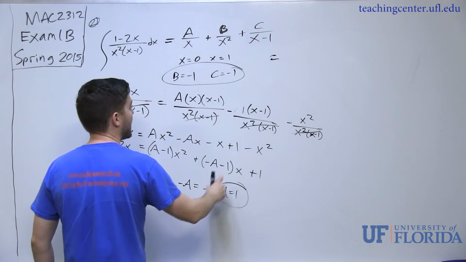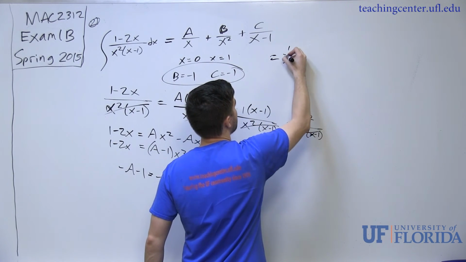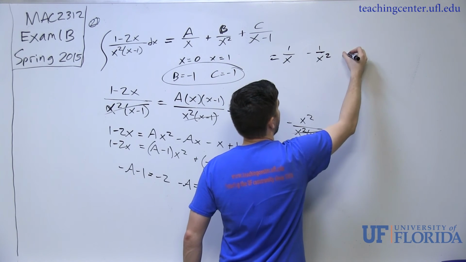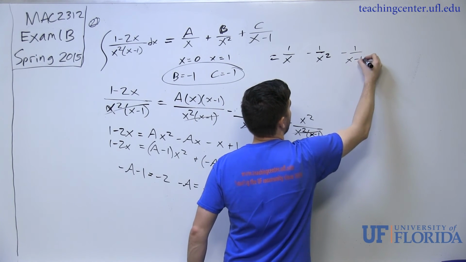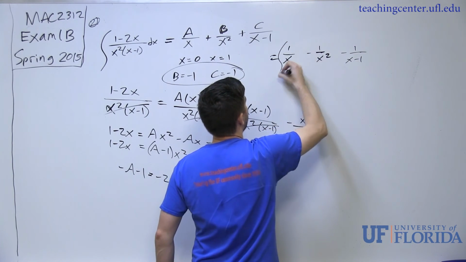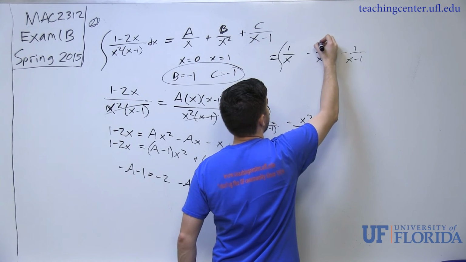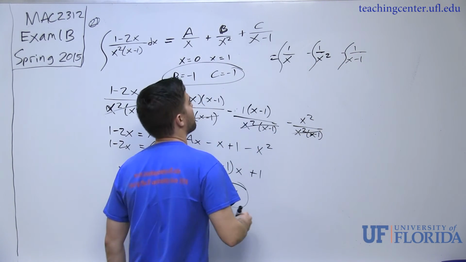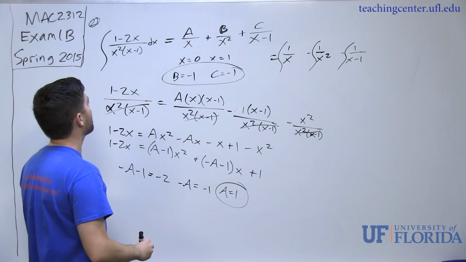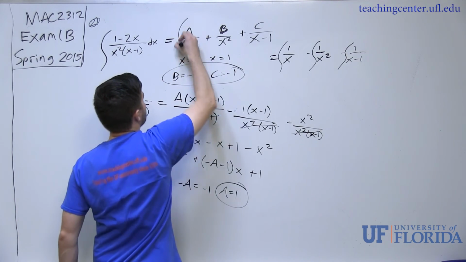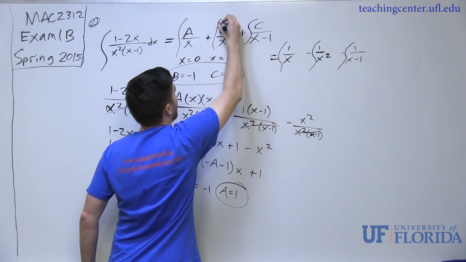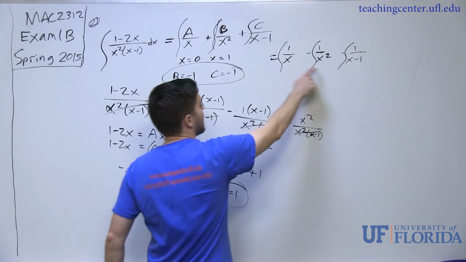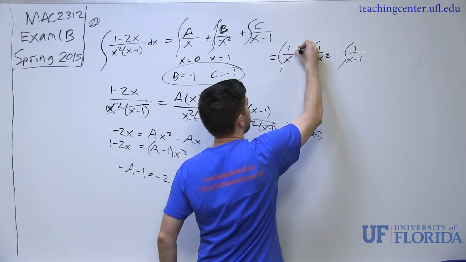What I end up getting is 1 over x minus 1 over x squared minus 1 over x minus 1. And these all have integral signs in front of them. Technically these all have integral signs in front of them, I just don't write them out when I write my partial fraction decomposition. Now I can go through and integrate them all.